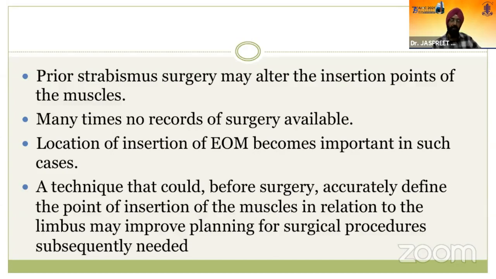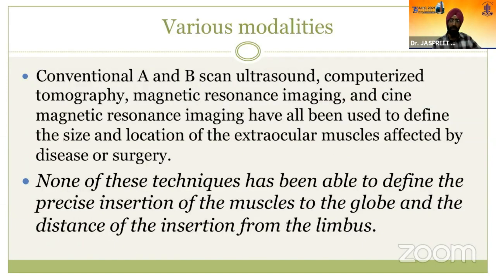It is better if you can define the limits of the insertion; it would help you in planning your surgery. Earlier, you had A and B scan ultrasound, which are used for thyroid abnormalities, CT scan, MRI. For all these, the patient really has to go through a tedious process, I mean, when you have to get an MRI for the muscles.